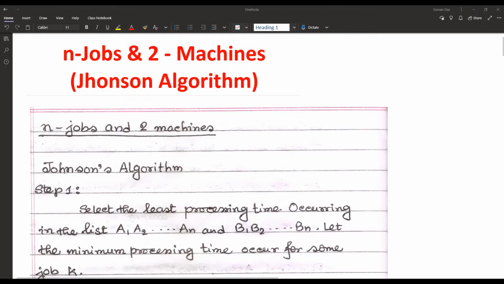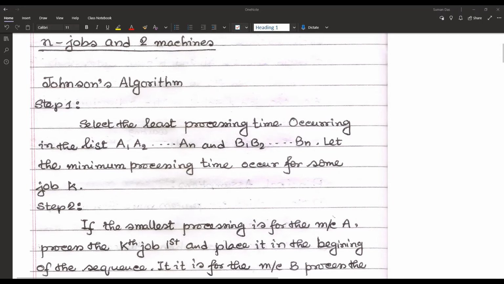Step 1: select the least processing time occurring in the list A1 to AN and B1 to BN. Those are denoting machine A and machine B, and we have to find the minimum processing time occurring for some job K. So before we just read out the steps, let us discuss these steps with a problem.